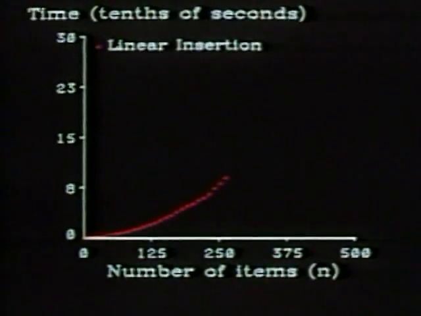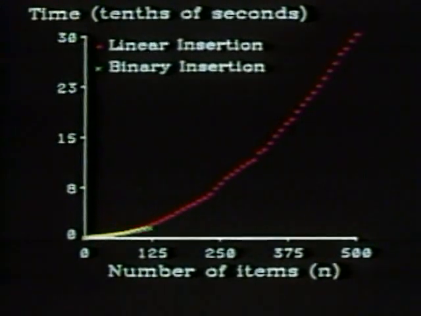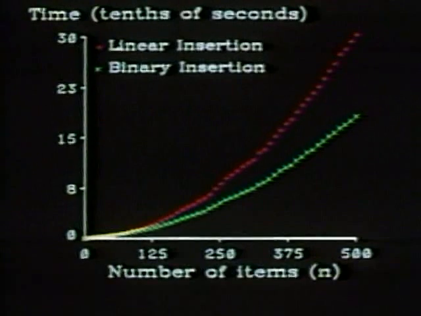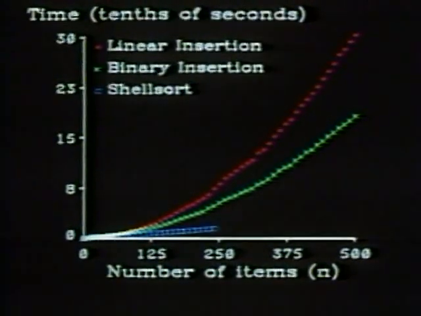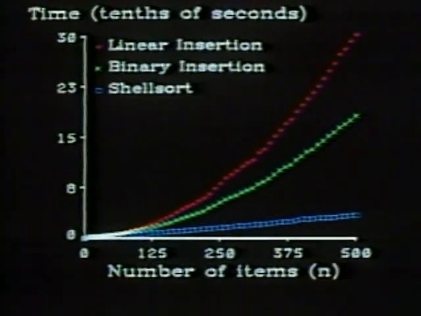Linear insertion is clearly order n squared. Binary insertion yields a slight improvement. The shell sort yields a significant improvement. Another way of visualizing this is to imagine three identical machines using these three techniques to sort identical sequences of 250 items. See if you can identify which machine is using which technique. Keep your eye on the bottom machine at the beginning.